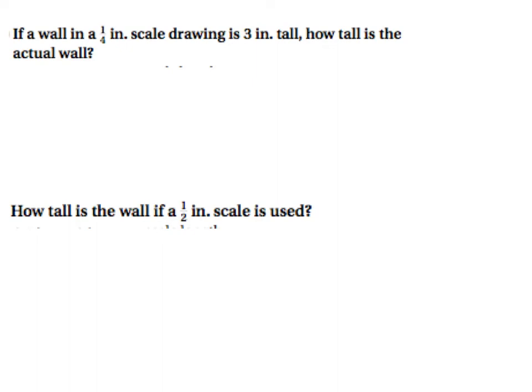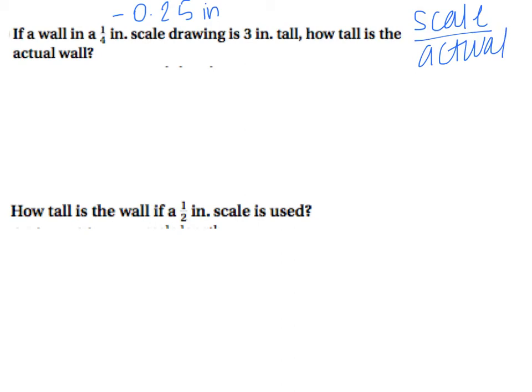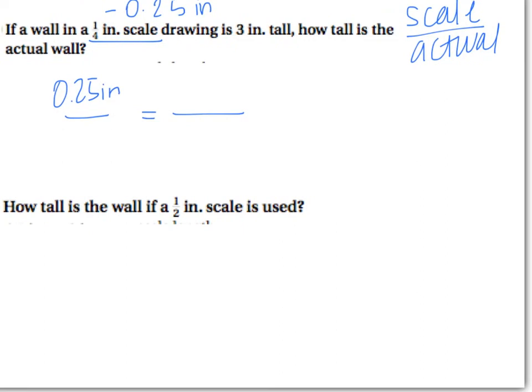This one says if a wall in a 1/4 inch scale drawing is 3 inches tall, how tall is the actual wall? We know that 1/4 is also going to be 0.25 inches. We're going to continue with doing our scale over our actual. So we can create our proportions here. We know that this is our scale because it tells us our scale, so we're going to put 0.25 inches here. We also know that in the drawing it is 3 inches tall, so our 3 inches would go here.